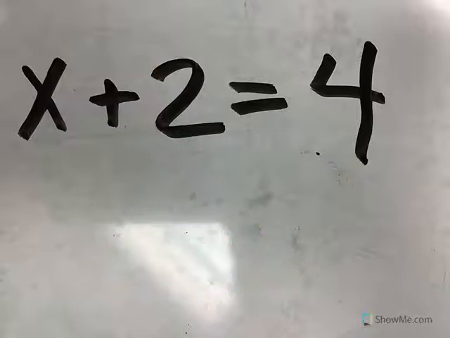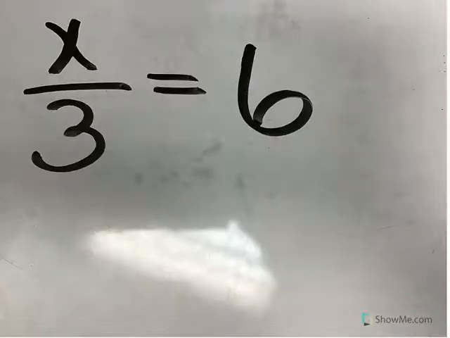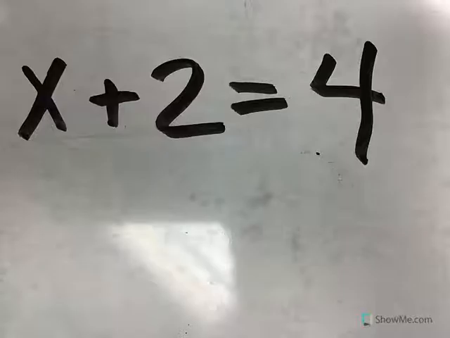So again, on this one, isolate the variable. Look at what you're doing on this one. We're not multiplying or dividing like we were on the other two. We're adding 2. The inverse of adding 2 is subtracting 2. Subtract 2 on this side, subtract 2 on this side, and you get 2. x equals 2.